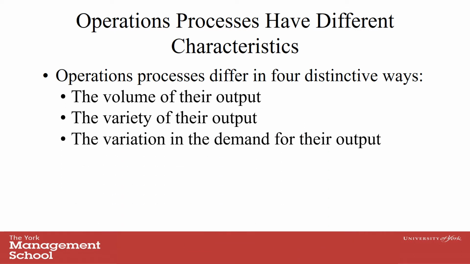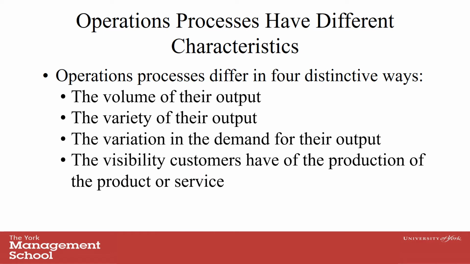What is the variation in demand for output? Is it constant? Do people want the same amount of it all the time? For instance, with petrol, there's roughly a general ongoing demand, or is it very seasonal? Is it only certain times of the year that people want this particular product?